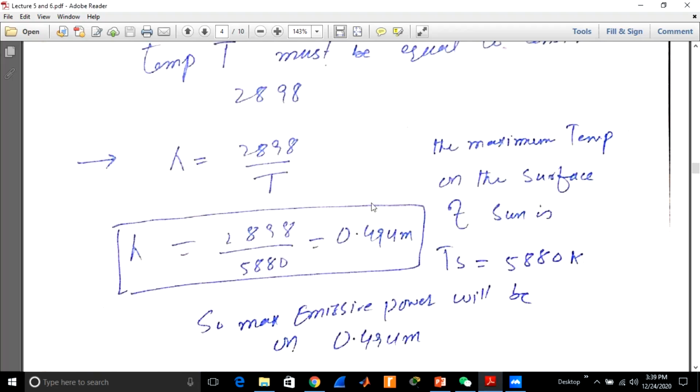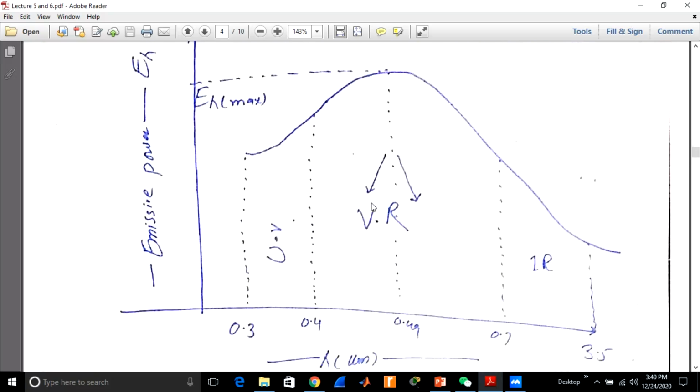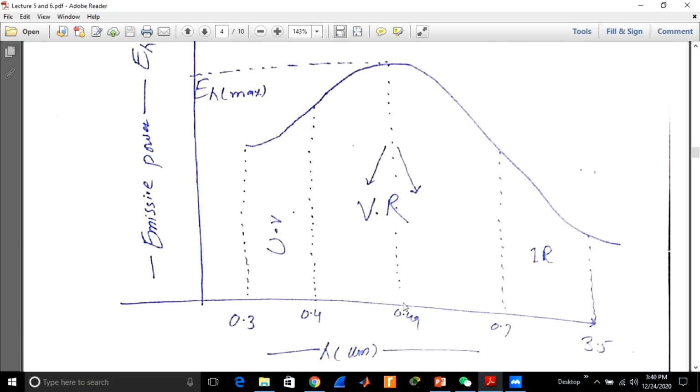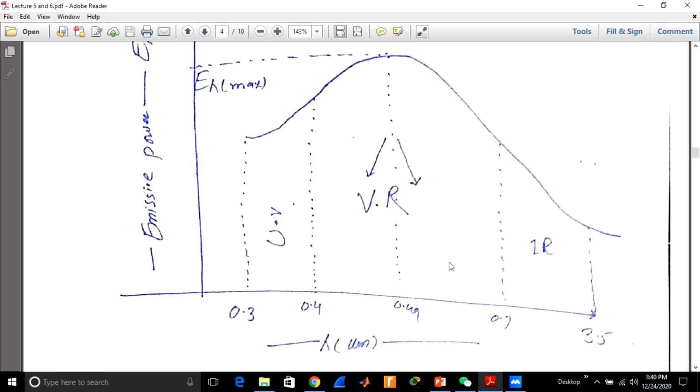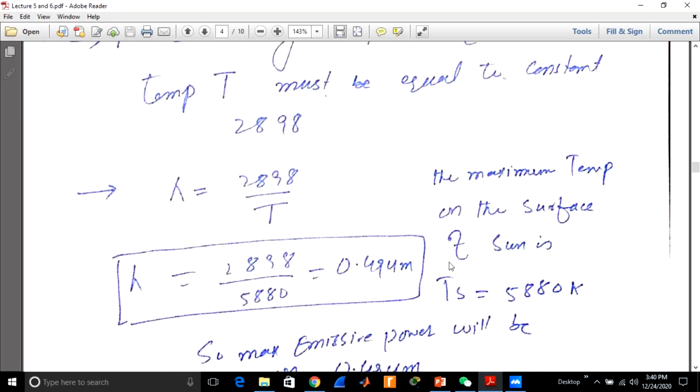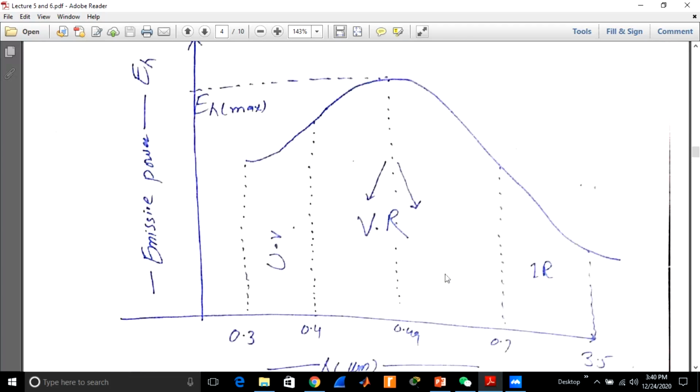So it means that if you see the maximum emissive power is here, and all the emissive power from this point is low, and also in this direction all the emissive power is low, it means that the maximum emissive power is emitted at one wavelength. So the wavelength of that wave will be 0.49 micrometer. So how will we derive that the wavelength is 0.49?